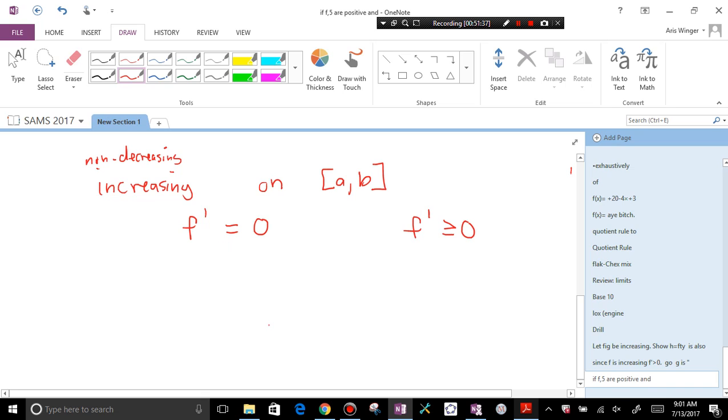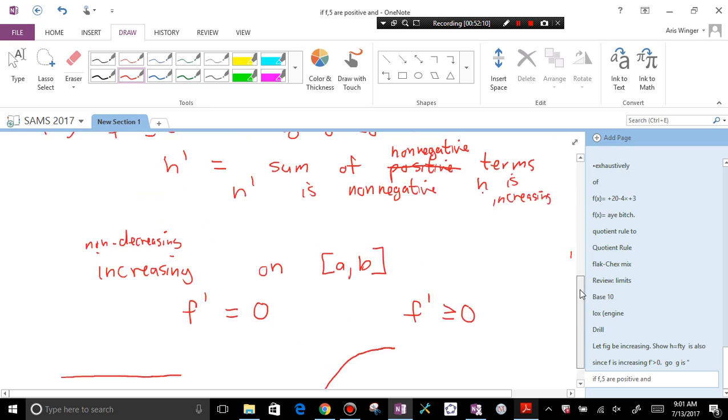So the point is that if we have something like this, we want to call that increasing even though the derivative here is 0, right? We still want to call that increasing. The problem is that we don't want to call this increasing. That's not increasing, right? That's constant. Okay, this is excellent. Good. So I'll take questions about any of that.